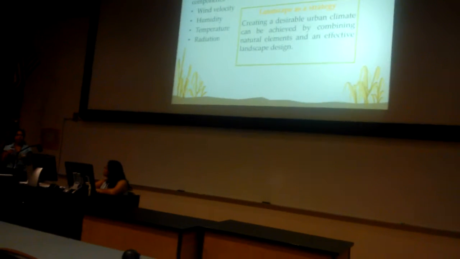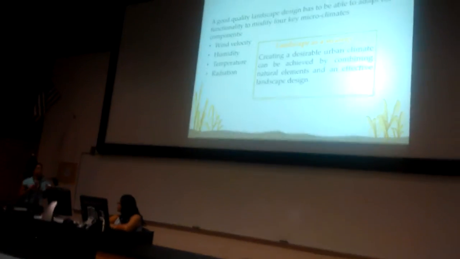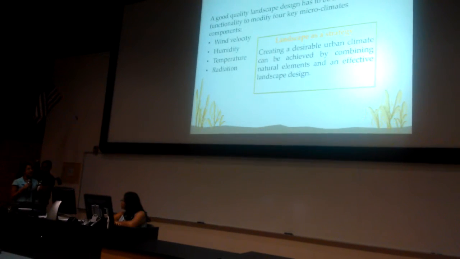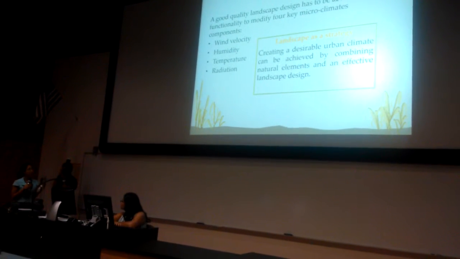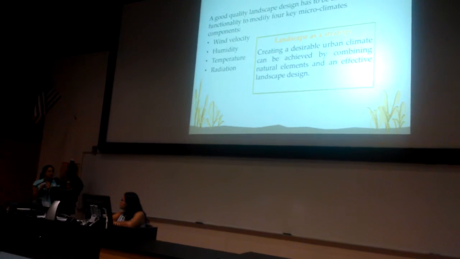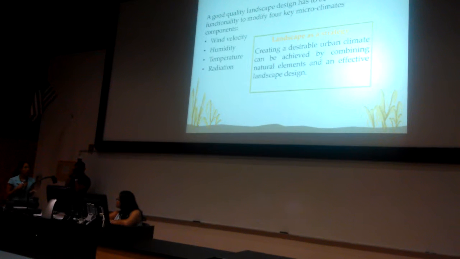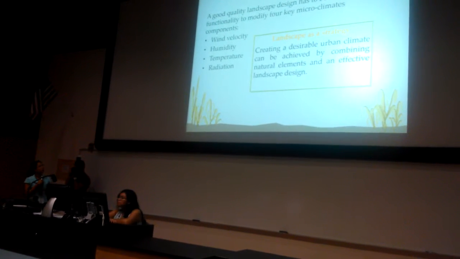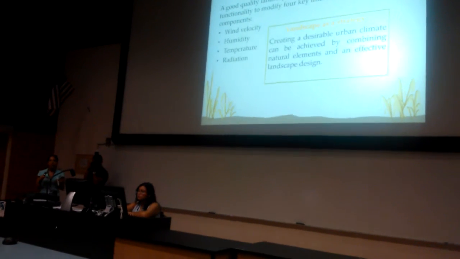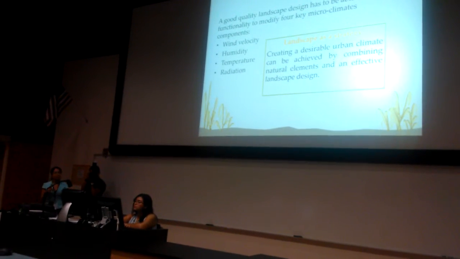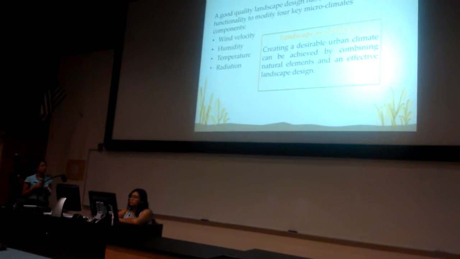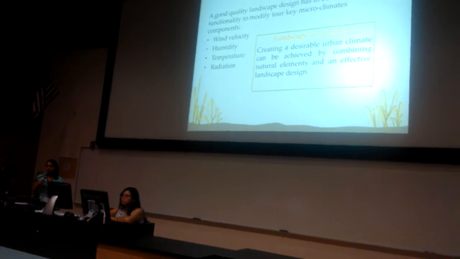Method. We have chosen landscape as a strategy to create a desirable urban climate, which will be achieved by combining natural elements and effects in the landscape design. A good quality landscape design has to be able to adapt its functionality to modify four key microclimate components, which are wind velocity, humidity, temperature, and radiation.